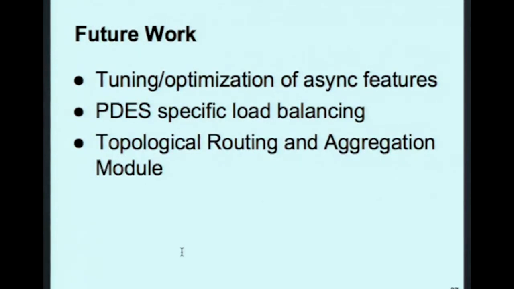And finally, one thing we haven't implemented yet but have looked into is the topological routing and aggregation module. Again, I mentioned the events in PDES generally are very fine-grained, so we're going to end up with a lot of fine-grained communication. And this module is already built into Charm++ to alleviate that and aggregate messages that are too small to perform well into larger sizes before sending them out. So we want to see if we can get benefits in ROSS with this module as well.